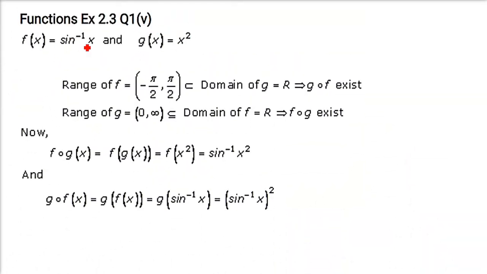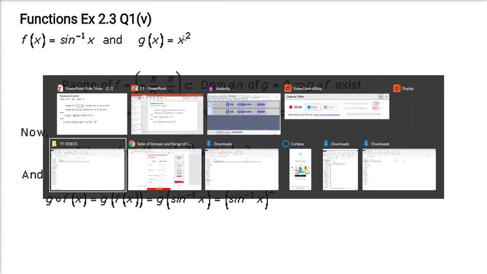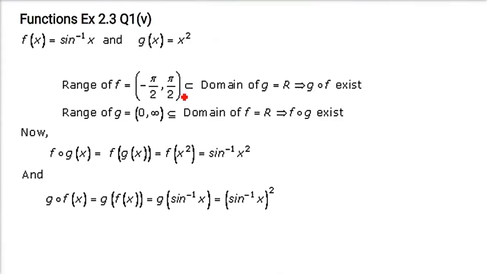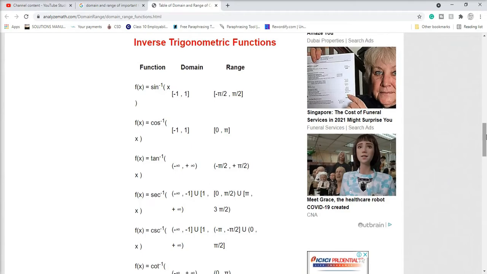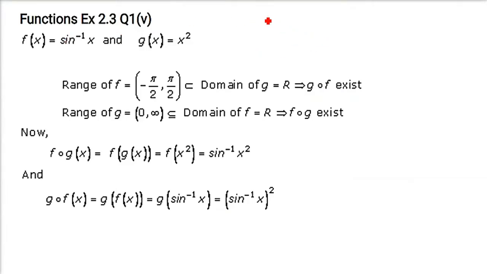This is the fifth one. f(x) is sine inverse x and g(x) is x square. What is the domain and range of sine inverse x? Let me just give you an idea. This is very important because my answer will be different and the R.D. Sharma answer is different. So just be very careful about understanding.